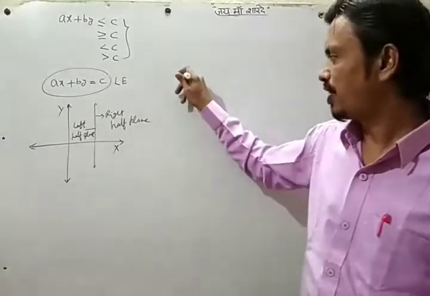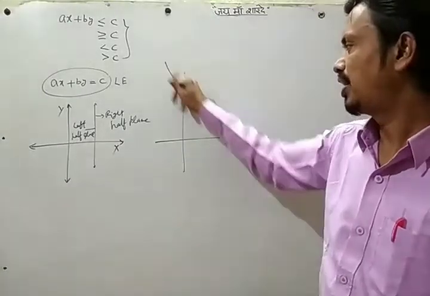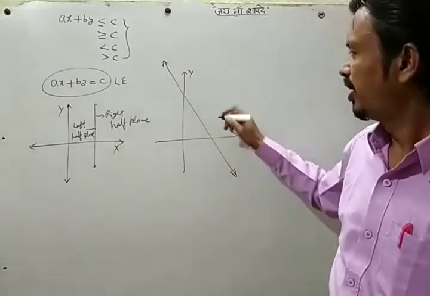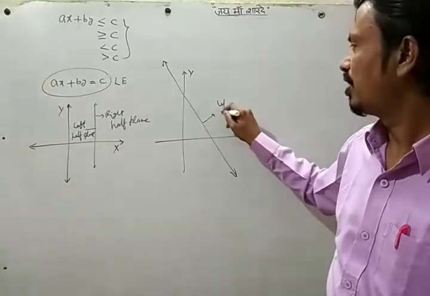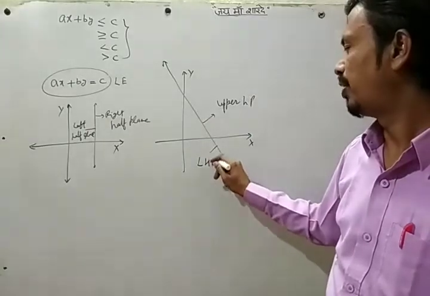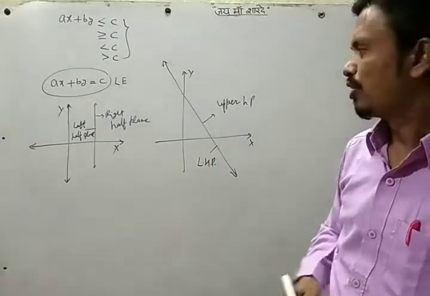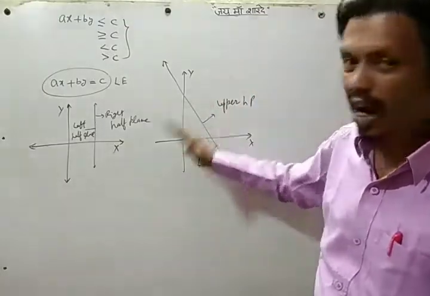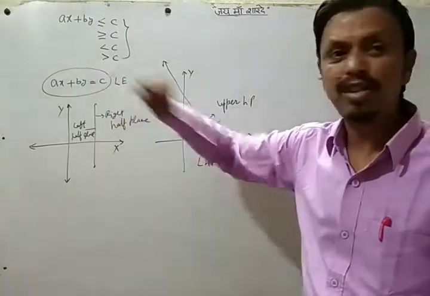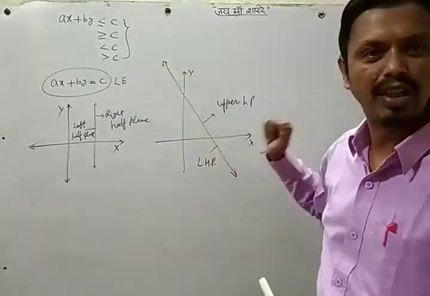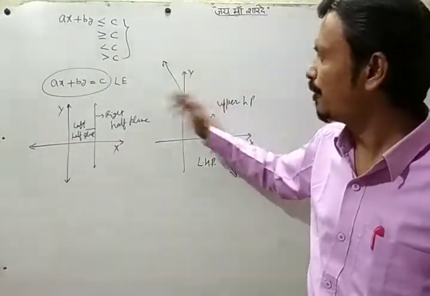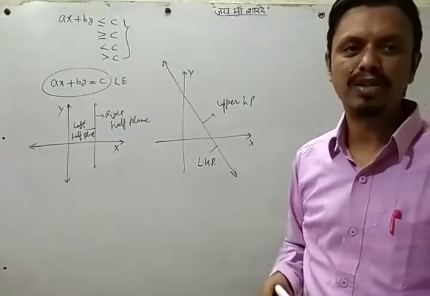And in case of a non-vertical line, suppose the line is like this, then above it is the upper half plane and below it is the lower half plane. Okay? So we get two half planes, and this is the graph of any linear equation. It is one linear equation only, because the graph of any linear equation is a straight line, so this is the graph of a linear equation in two variables.